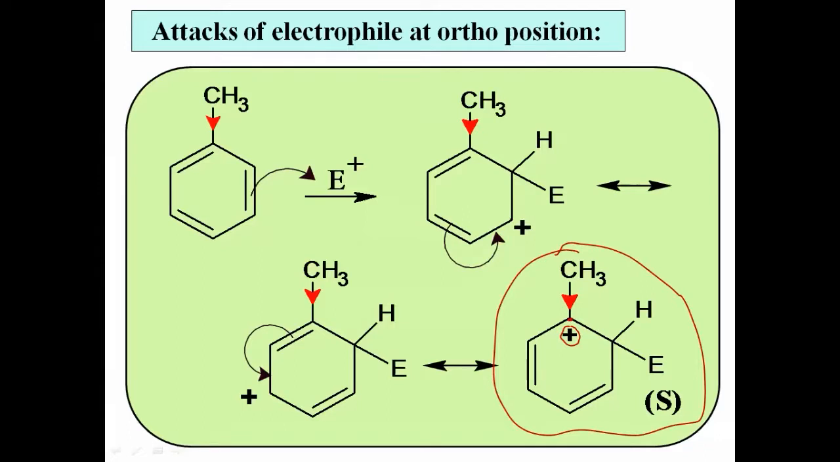What's about the first one? First one, this is the secondary carbocation. This is also a secondary carbocation. While the last one is the tertiary one. And we know that tertiary carbocations are more stable than secondary. And thus, that last carbocation is again having additional stability.